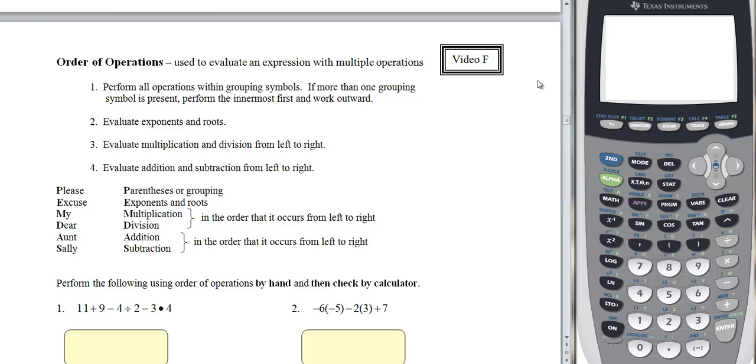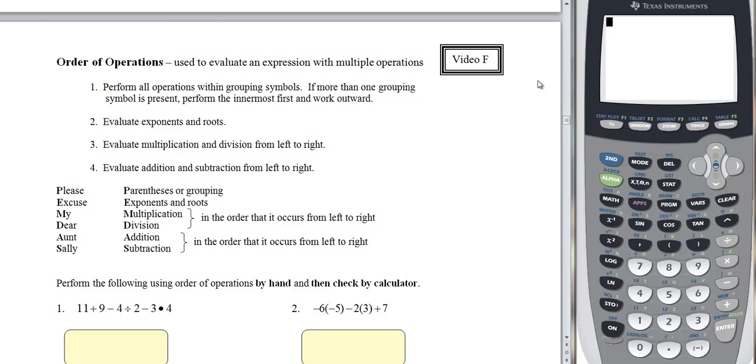I referred to order of operations earlier, and you should have seen them somewhere in your past, but now we actually have to look at them and do some problems. Order of operations are used to evaluate an expression with multiple operations.